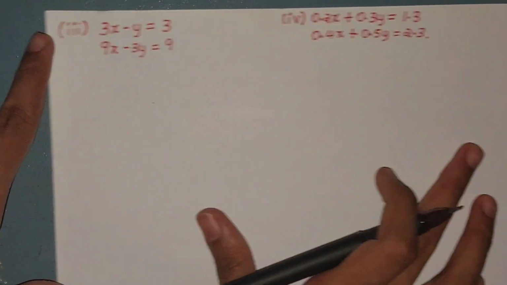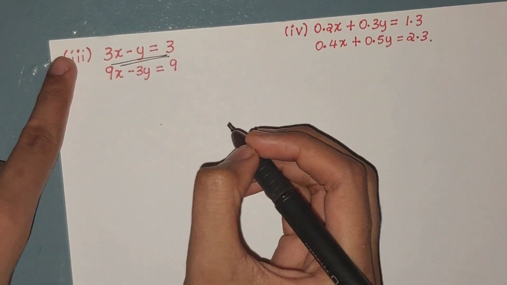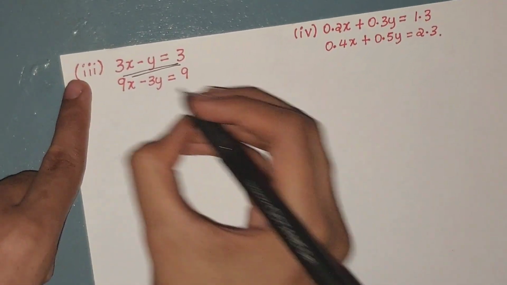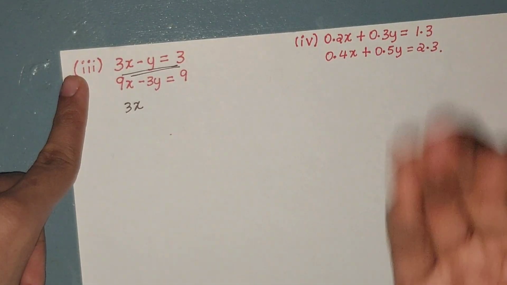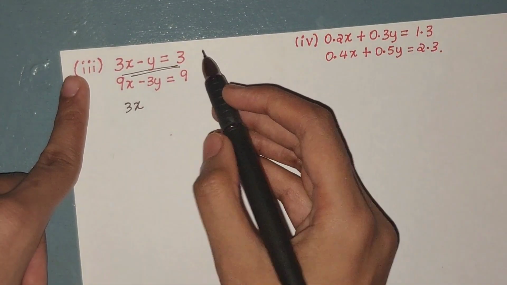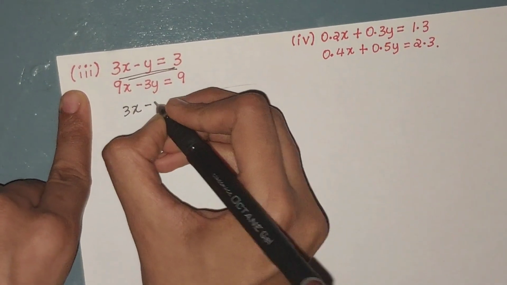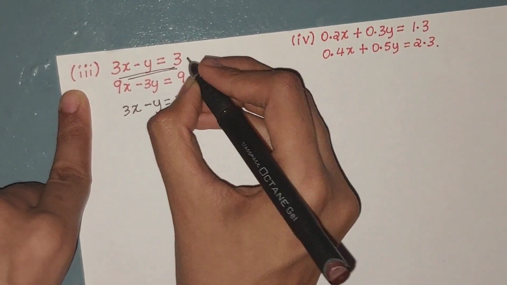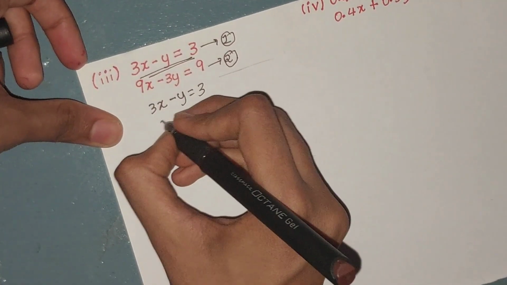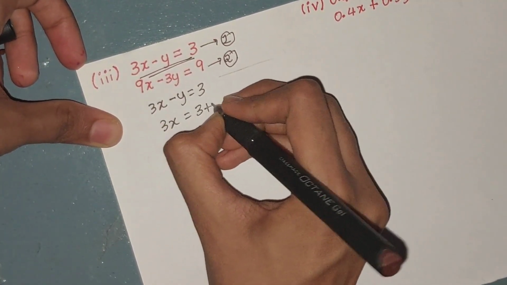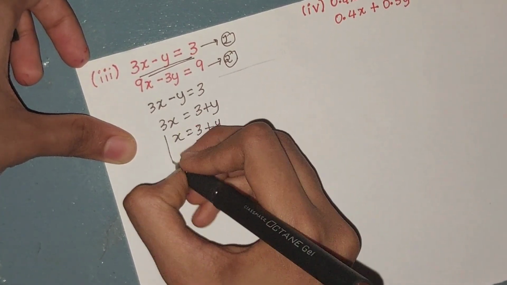I'm going to take an equation and substitute for y or x. I'll substitute for x. It's your wish, whichever variable you choose, whichever equation you choose. I'm just choosing randomly. I'm going to choose the first equation, 3x minus y is equal to 3. Assume this is equation number 1 and the other is equation number 2. Now 3x is equal to 3 plus y, so x is equal to (3 plus y) by 3.